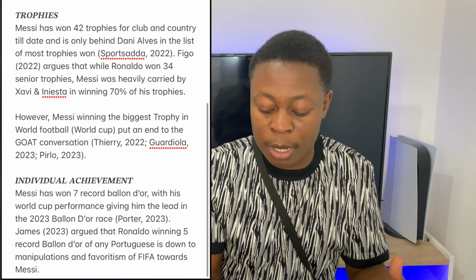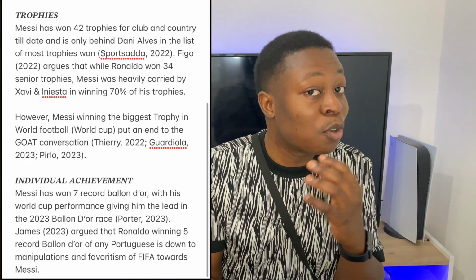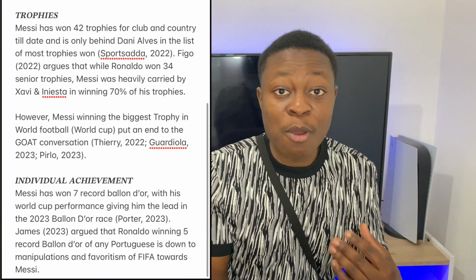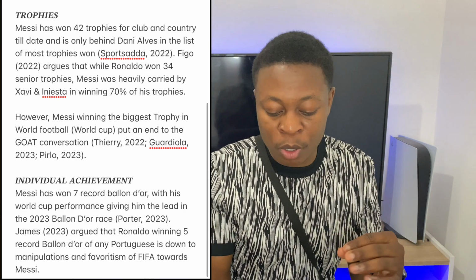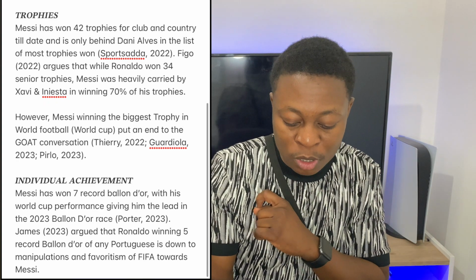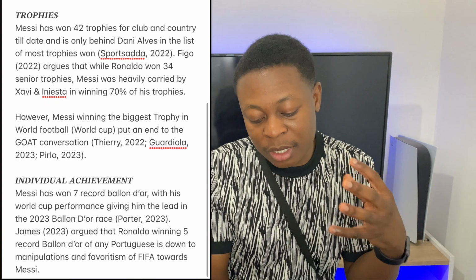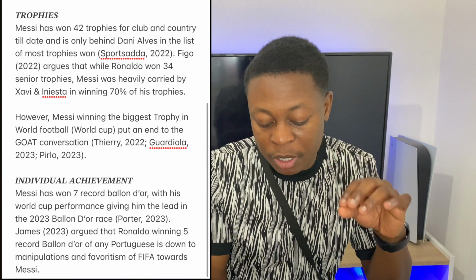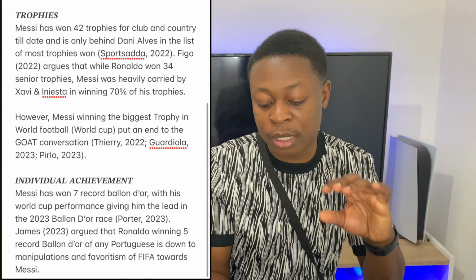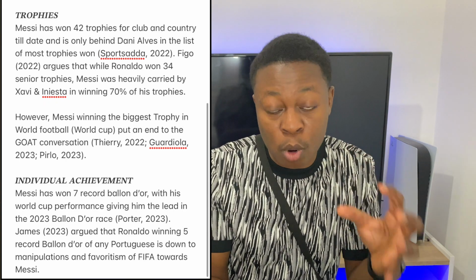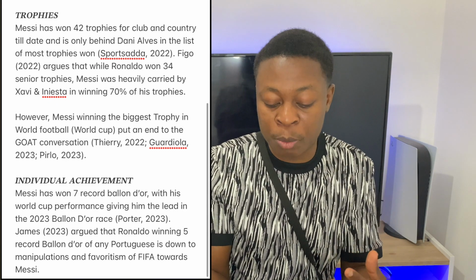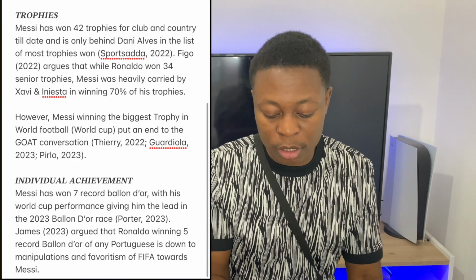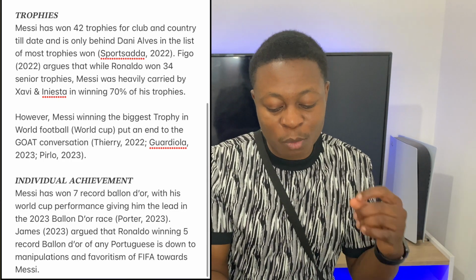You can see this more in depth. It gives a clear evaluation that, yes, Ronaldo can be better than Messi, or Messi can be better than Ronaldo, which is very interesting. I'm sure you're enjoying it. However, Messi winning the biggest trophy in world football, that's the World Cup, put an end to the GOAT conversation. Thierry, Guardiola, Pele. And you can see 3 people giving a postulation, which shows that in academic writing, this is a strong point. Meaning 3 reputed people are saying, listen, this guy won the World Cup, he has to be the best.